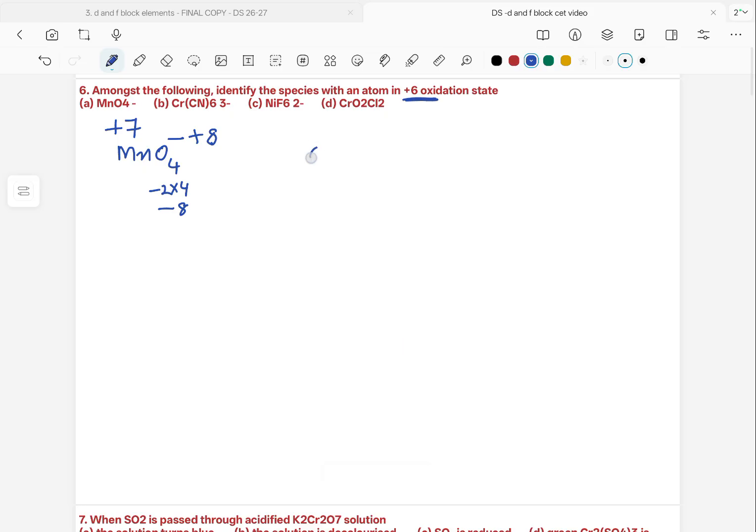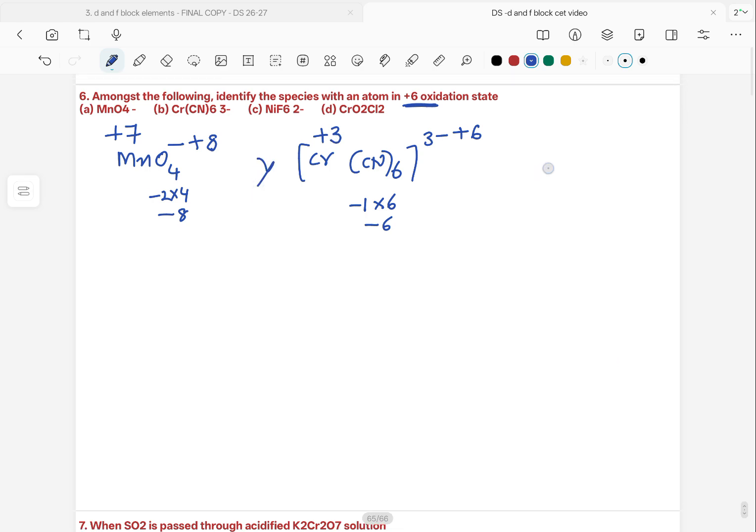Second one, Cr(CN)6 3 minus. Cyanide has minus 1 oxidation state. There are 6 in number, minus 6. Take it out from the sphere, plus 6. Therefore, here chromium exists in plus 3 oxidation state. Cannot be the answer. Third option, NiF6 2 minus. Fluorine minus 1 into 6, minus 6. Take it out, it becomes plus 6. Here nickel exists in plus 4 oxidation state. Not the answer.